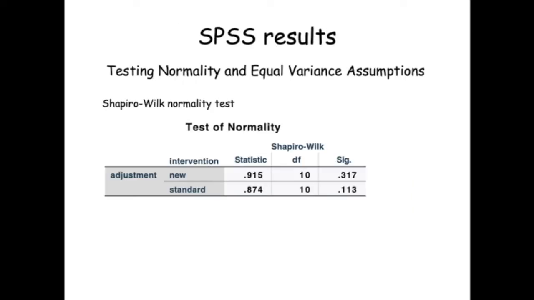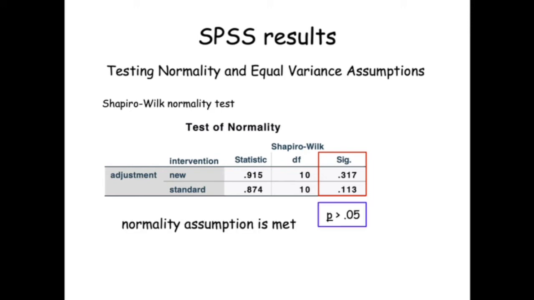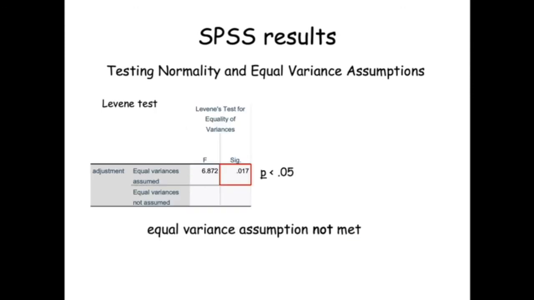The Shapiro-Wilk test is used to check normality for each level of the independent variable, and we are looking for p-values to be greater than 0.05. These are both greater than 0.05, so the assumption has been satisfied. The p-value for the Levene test is less than 0.05, so the equal variance assumption is not met. This means that we interpret the second row of output for the t-test results.